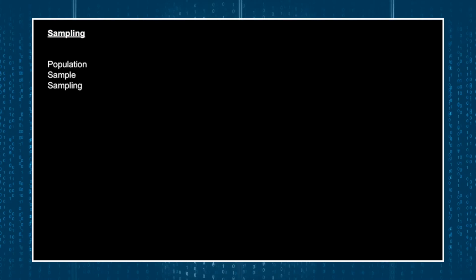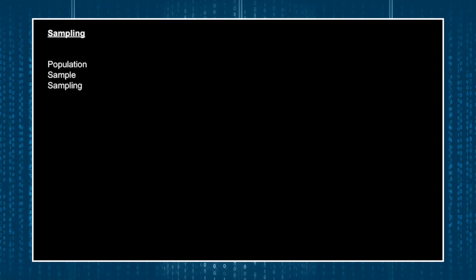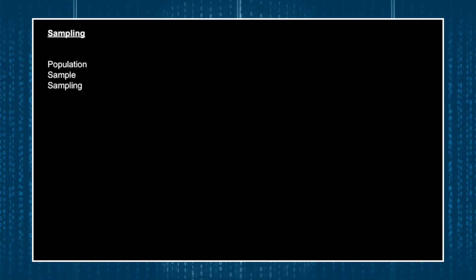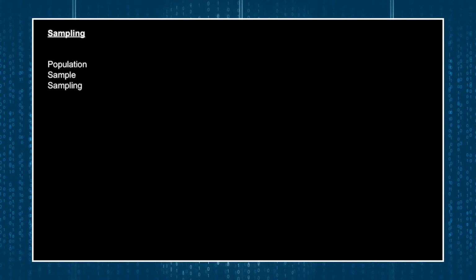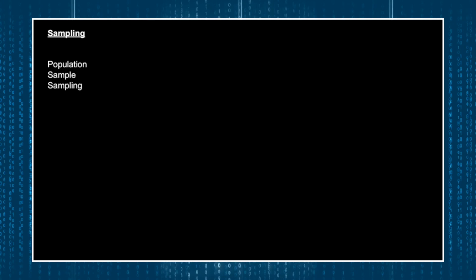We start by defining population, sample, and sampling. Simply put, a research population refers to all the people about whom we want to draw our conclusions. A sample is the group of people from within that population from whom we actually collect data. And sampling refers to the process through which we draw the sample out of the population.